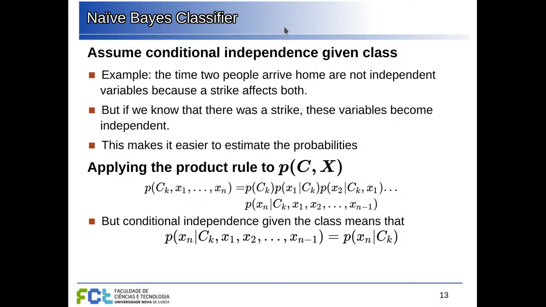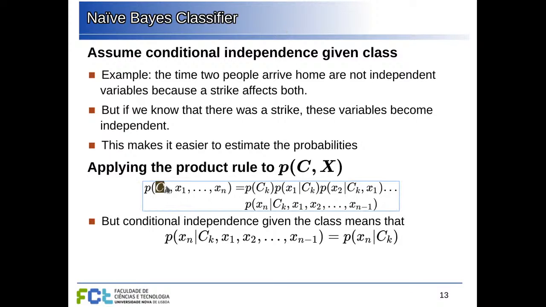Now, in practice, this is very hard to actually happen, because there are usually some other relations that keep the variables interdependent. But we're going to assume that for the naive Bayes classifier. In particular, we're going to assume that given the class an example belongs to, all the features are now independent of each other.